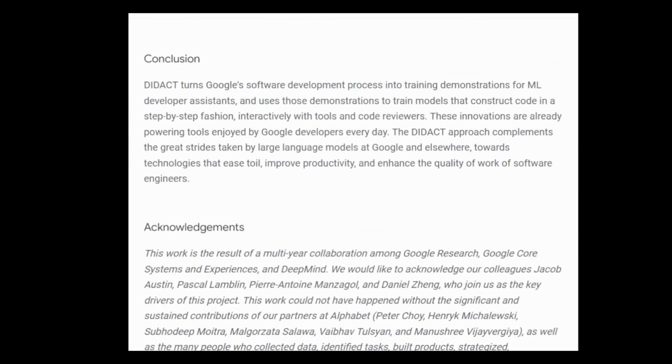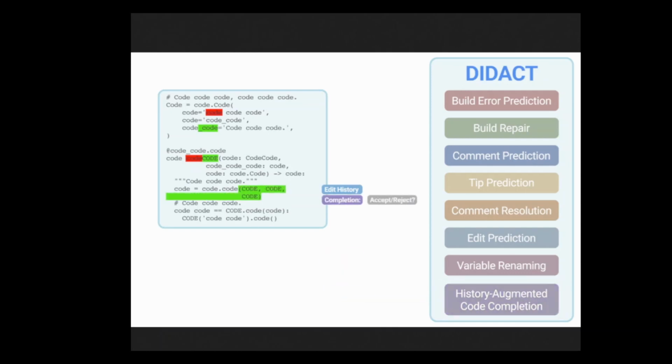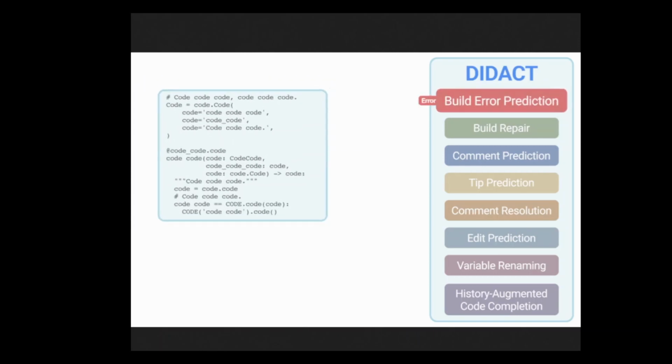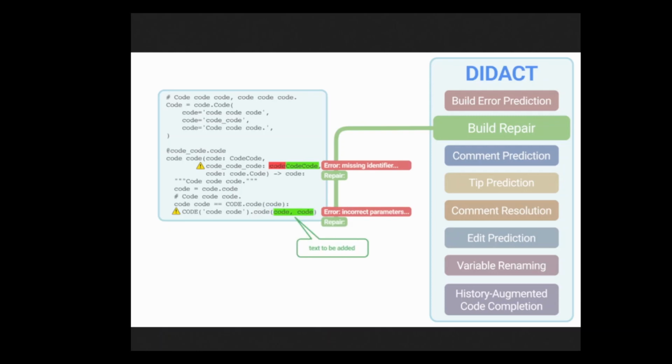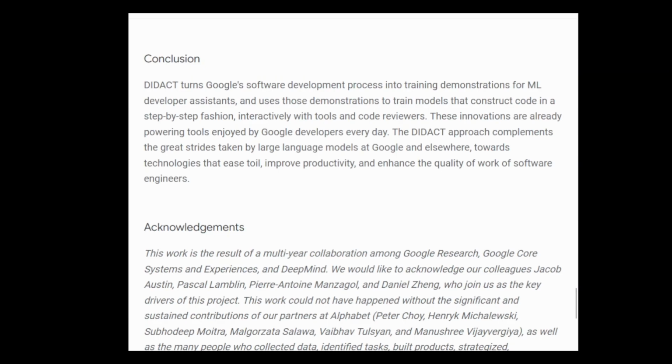So in conclusion, the developers say DIDACT turns Google's software development process into a training demonstration for machine learning developer assistance, and uses those demonstrations to train models that construct code in a step-by-step fashion, interactively with tools and code reviewers. These innovations are already powering tools enjoyed by Google developers every day. The DIDACT approach complements the great strides taken by large language models at Google and elsewhere towards technologies that ease the toil, improve productivity, and enhance the quality of software engineers. And this is the conclusion here, which is beautiful.